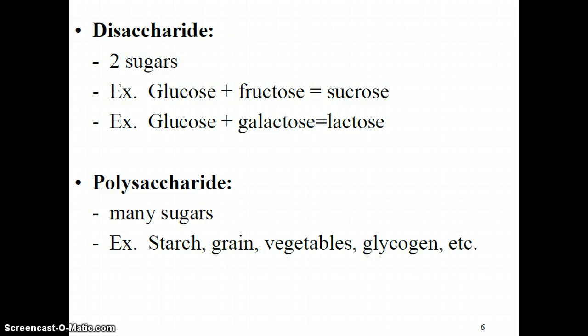Poly means many. They're comprised of many units of monosaccharides. We refer to them as starches. They are found in grains, vegetables, and glycogen, which is actually stored somewhat in our muscle tissue and in our liver.